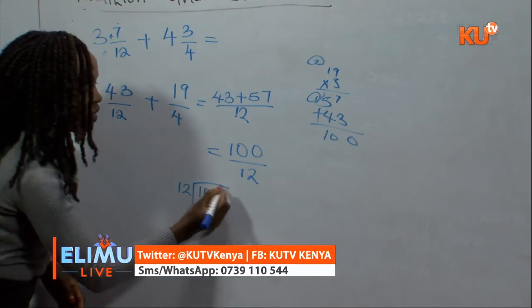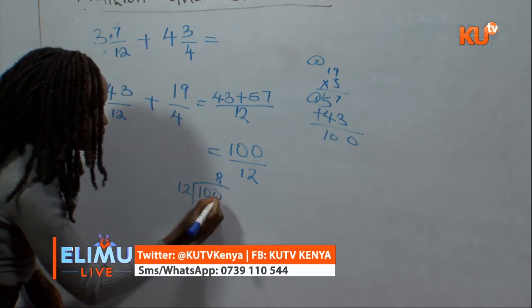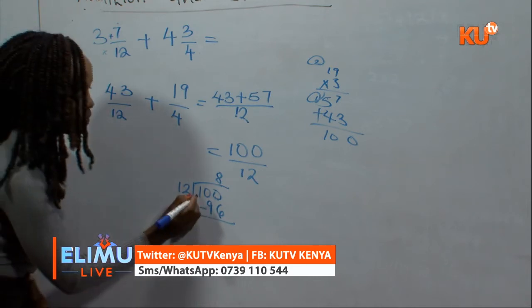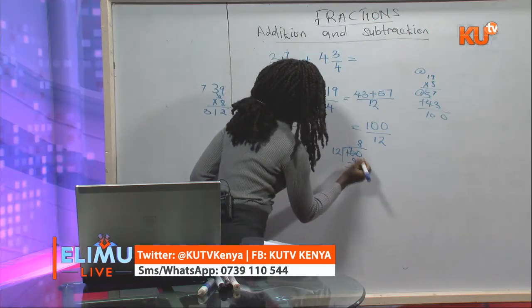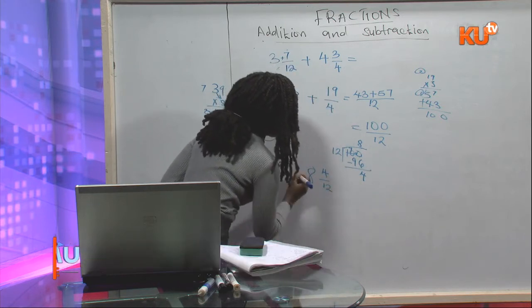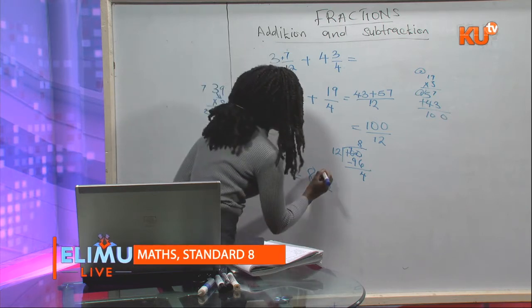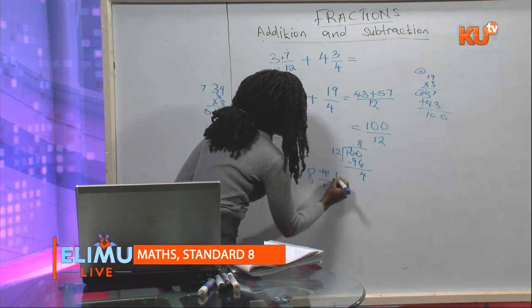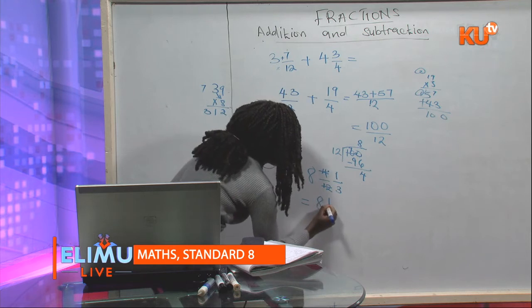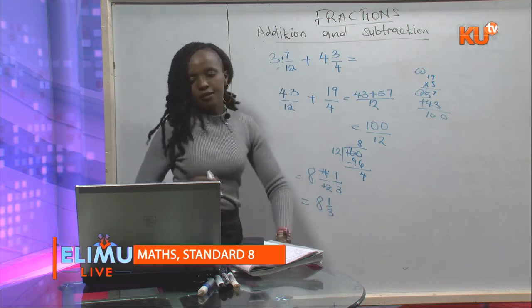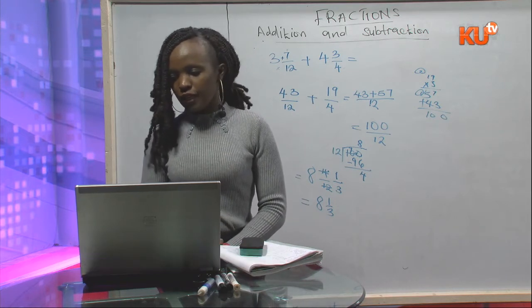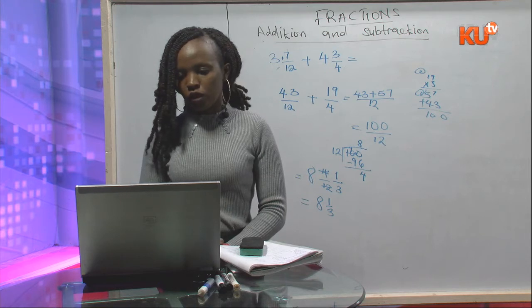12 will go into 100 8 times because of 96, and then we subtract. 10 take away 6 is 4. So we're going to have 8, 4 over 12. 4 over 12 can be simplified, so we divide by 4. 4 divided by 4 is 1. 12 divided by 4 is 3. So we get 8 and a third as our answer. So that is about addition, and I hope we are following and we are together in that.